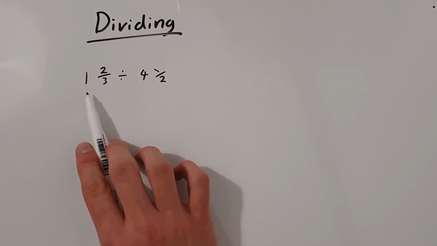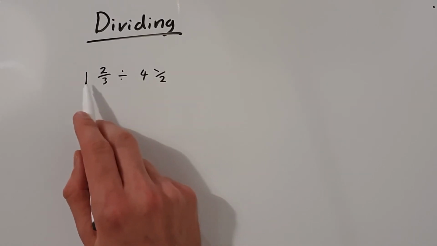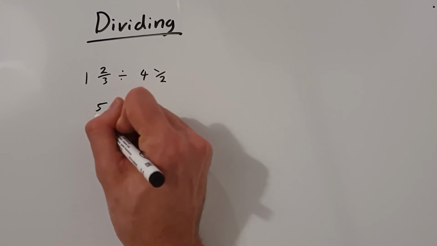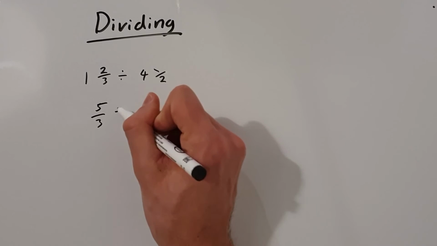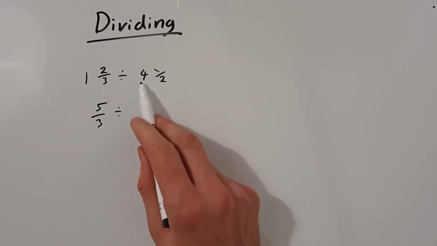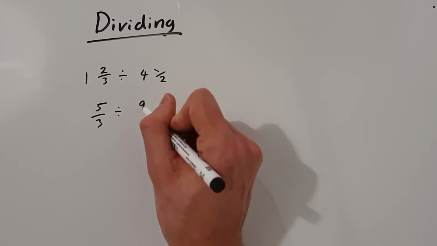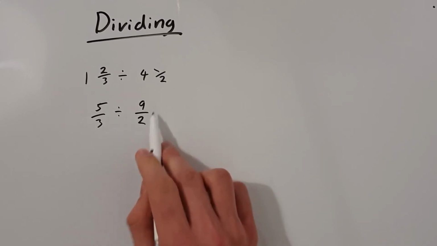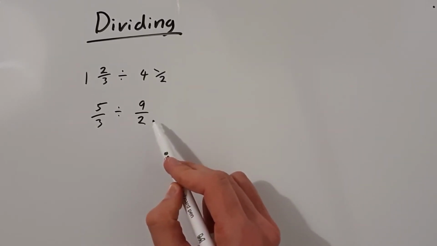So first one, we've got 1 and 2/3. We'll convert that into an improper fraction, so we'll times the 3 by the 1, which is 3, plus the 2 is 5 over 3. And then the second one, we'll keep that dividing symbol, we'll say 4 times 2 is 8, plus the 1 is 9. So we've got 9 over 2. So now we've got 5 over 3 divided by 9 over 2, just these two mixed numbers represented as improper fractions. And now we'll do the exact same thing we did before.